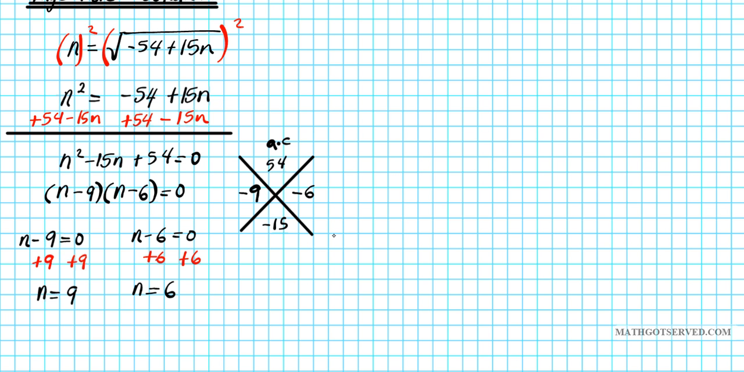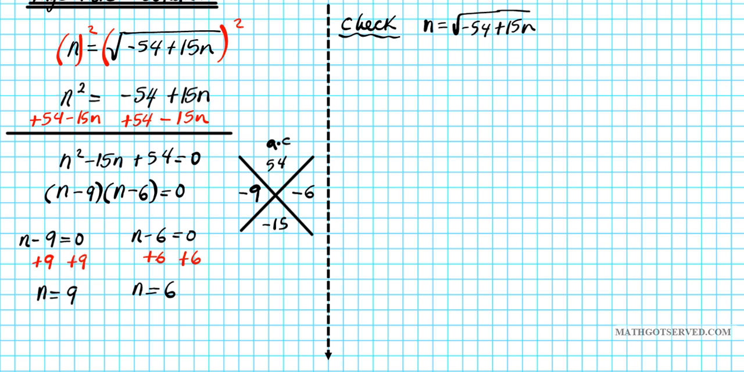Okay, so when you're solving radical equations, either these two answers could be solutions, one of them could be the solution and the other extraneous, or both could be extraneous solutions. So how do we know if we have solutions here? We'll just simply do our check. What we're going to be doing is plugging these answers into the original problem, n equals the square root of negative 54 plus 15n.